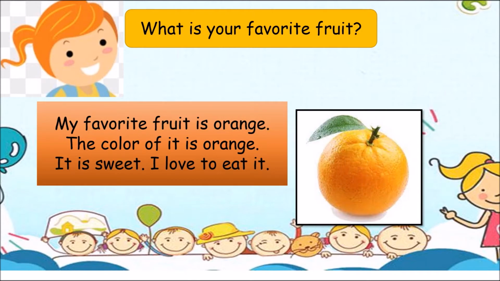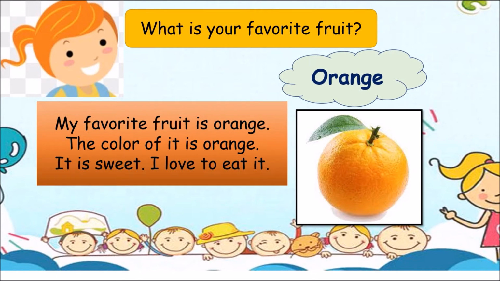Yes, here is the picture of orange. What color is orange? Yes, it is orange color. Okay. So the word is orange. Orange. Orange. Yes. Please, my student, repeat after me. Orange. Orange. Orange. Yes, good. So now I want all of you to spell orange. O-R-A-N-G-E, orange. Okay, good. We move to the next slide.